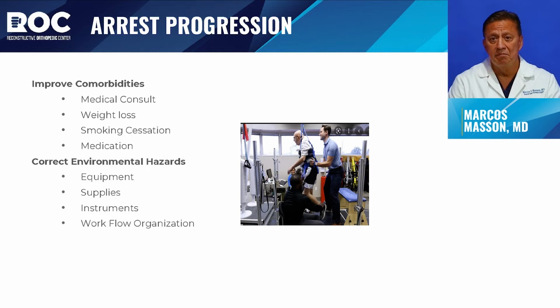The whole idea between identifying the risk factors is to arrest its progression. We do that by addressing the comorbidities, by getting medical consults or advising the patient to lose weight or smoke cessation, or even to take the proper medications, which sometimes they ignore. And then the environmental hazards are addressed according to which environmental hazards are found. And we look at both equipment, supplies, and instruments, as well as the workflow that can cause an injury.